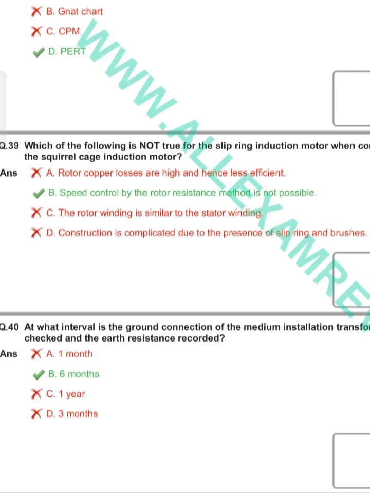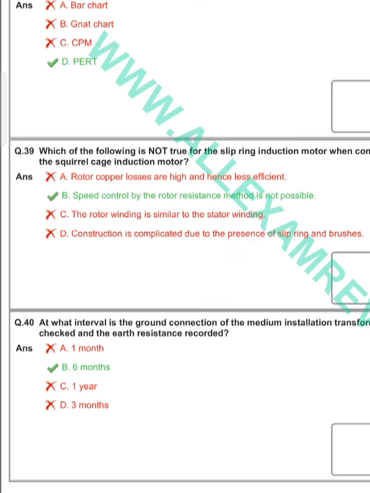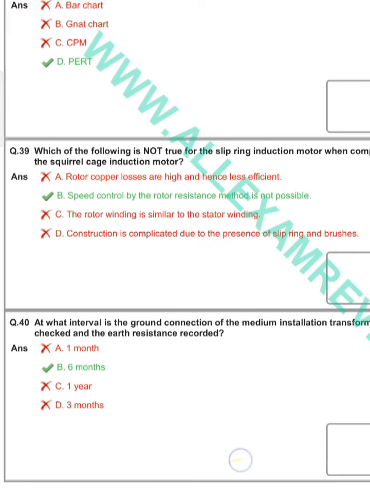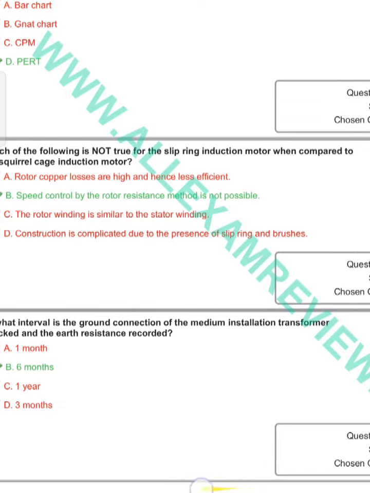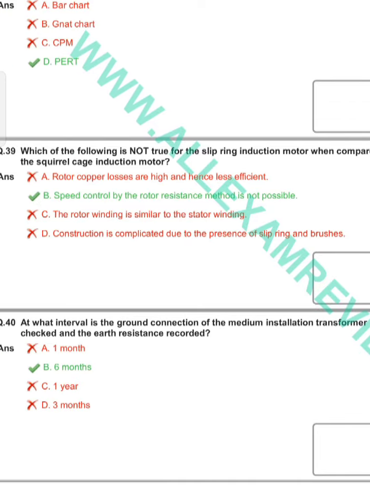Question number 40. At what interval is the ground connection of the medium insulation transformer checked and the earth resistance recorded? Six months. We have to know the interval at which the ground connection for the medium insulation transformer is to be checked.